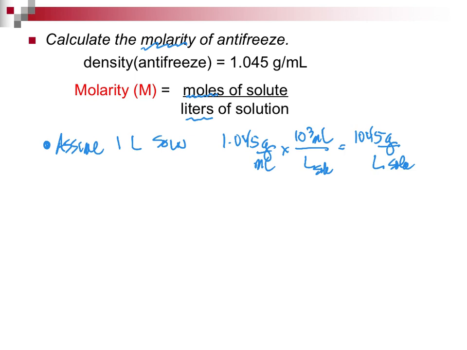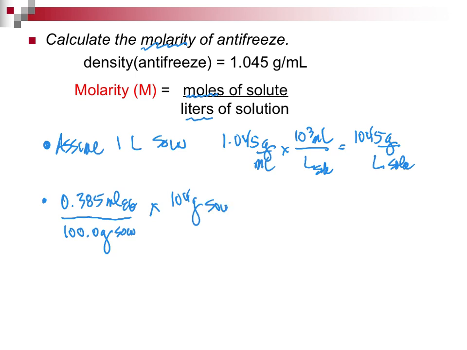So then, another strange thing that happens is we know we have 0.385 moles of ethylene glycol. That's from the previous problem. We know that it's sitting in 100 grams of solution. By knowing the density, 1045 grams of solution for every liter of solution, we come up with 4.02 moles per liter, which is 4.02 molar.